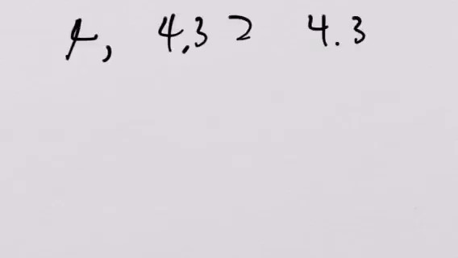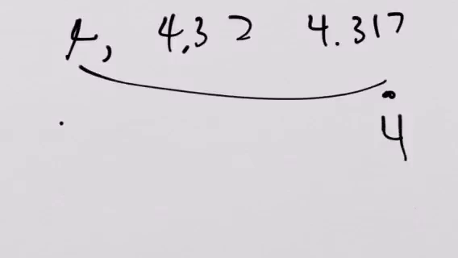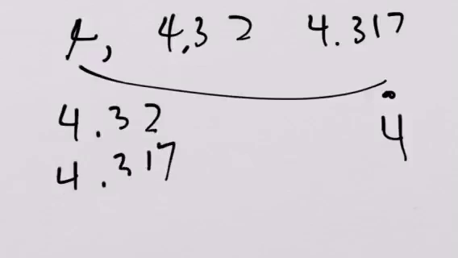So if we look at having to align some numbers, that's 4, that's 4.32, 4.317. We say, how do we align these so that the biggest is over here and the smallest is over here? Well, we know the 4 is going to be the greatest number. And then we have 4.32 and 4.317. So we've got to figure out which one of these is bigger.